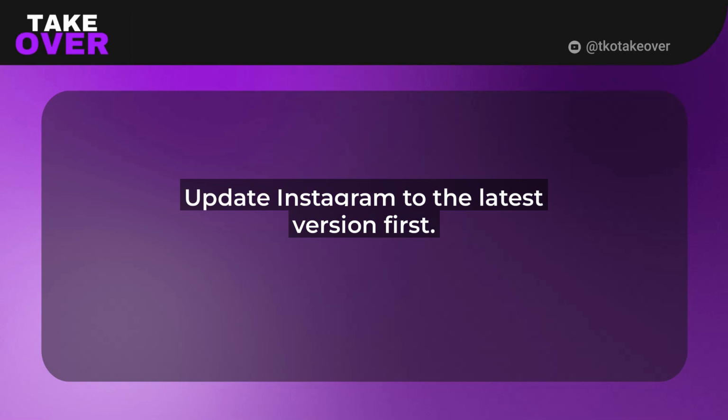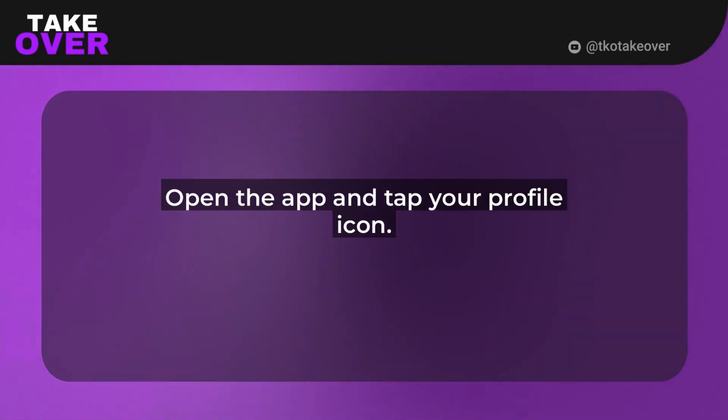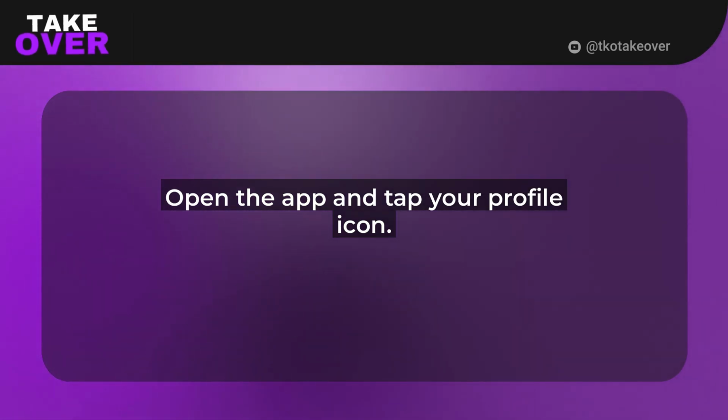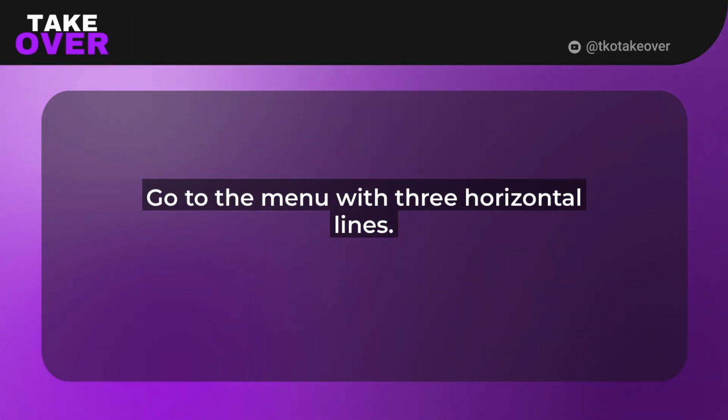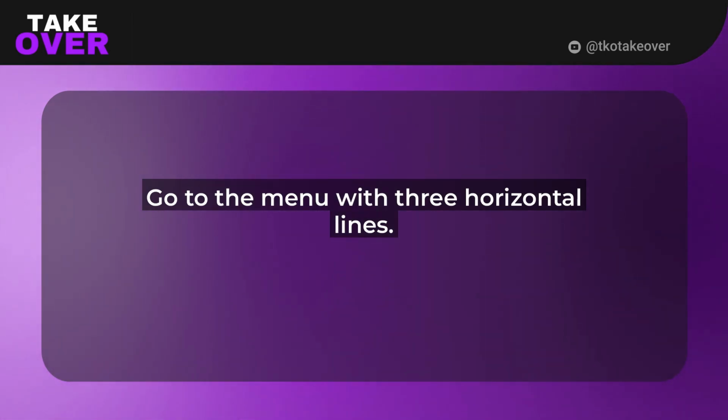First things first, make sure you have the latest version of Instagram installed. Head over to your App Store, update the app if needed, and then open Instagram. Once you're in, tap on your profile icon in the bottom right corner. That's the one with your picture. Now, look for the three horizontal lines in the top right. That's your menu. Tap on that to open up your settings options.